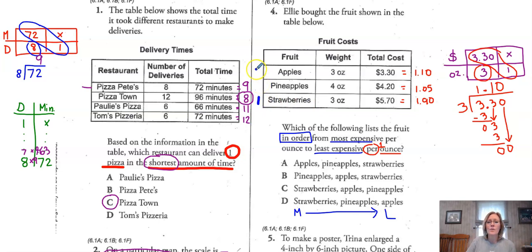Okay, the next one would be apples. And then the next one would be pineapples. So I'm looking for a list that says strawberries, apples, pineapples. And I found it here: strawberries, apples, pineapples.